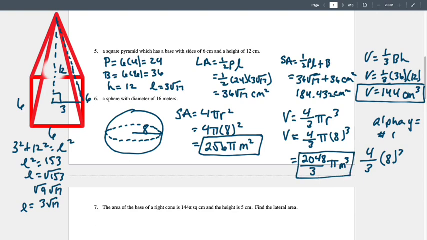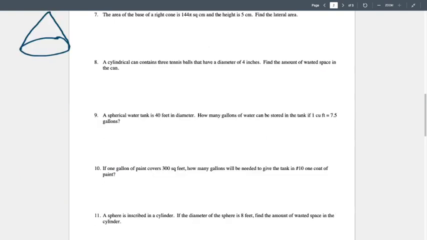All right, let's do some more. Okay, on number 7, we have the area of the base of a right cone is 144 pi square centimeters, and the height is 5 centimeters. So we know that this height right here is 5. I also know that the area of the base is 144 pi, so that's our capital B.